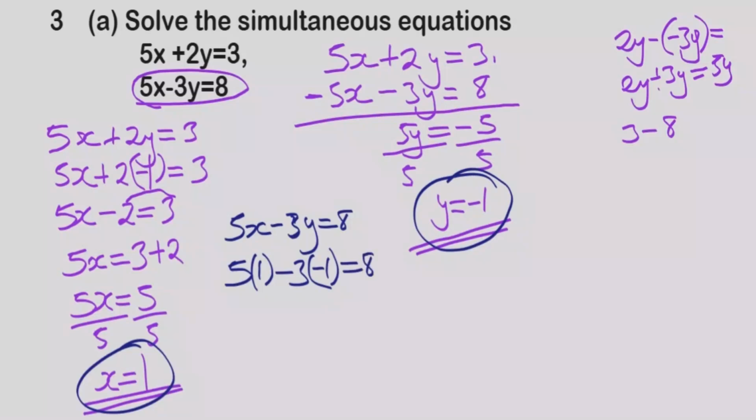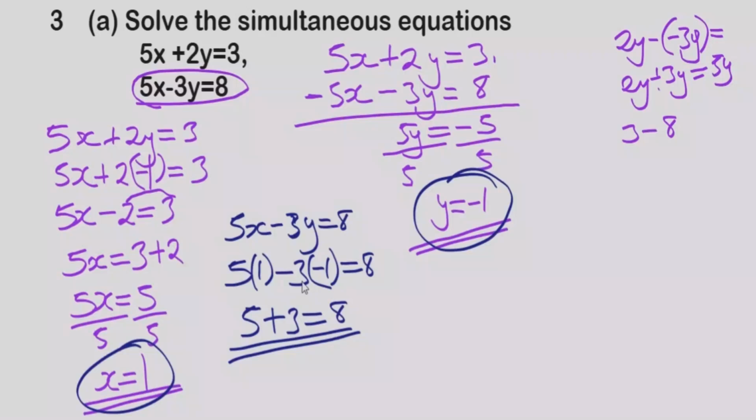Then we evaluate: 5 times 1 will give us 5. Then negative 3 times negative 1 will give us positive 3, which will be equal to 8. So we can see that 5 plus 3 is equal to 8. That means this proves that our answers are correct. Basically, that's what you can do. It can take you less than 15 seconds to prove this if you had a question like this one. So basically, that's how you prove it.